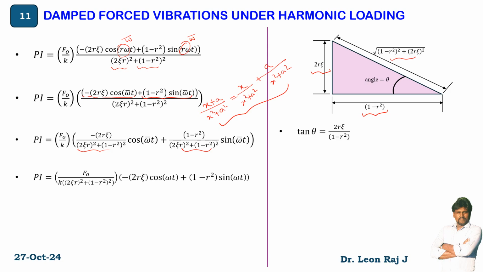So tan theta is equal to, this is your opposite side, so this is adjacent side, and this is hypotenuse. So your tan theta is equal to opposite side by adjacent side. So your opposite side is 2 r xi divided by 1 minus r square. So theta is nothing but tan inverse of 2 r xi divided by 1 minus r square.